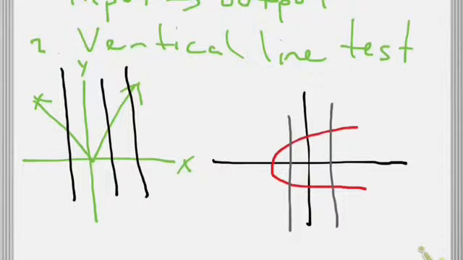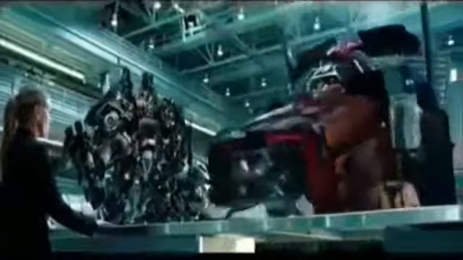Pretty simple. Now I mentioned that functions are considered to be input-output machines, and that's where we tend to see them the most, in machines. He's pissed. You lied to us. Okay, so maybe not those kinds of machines.